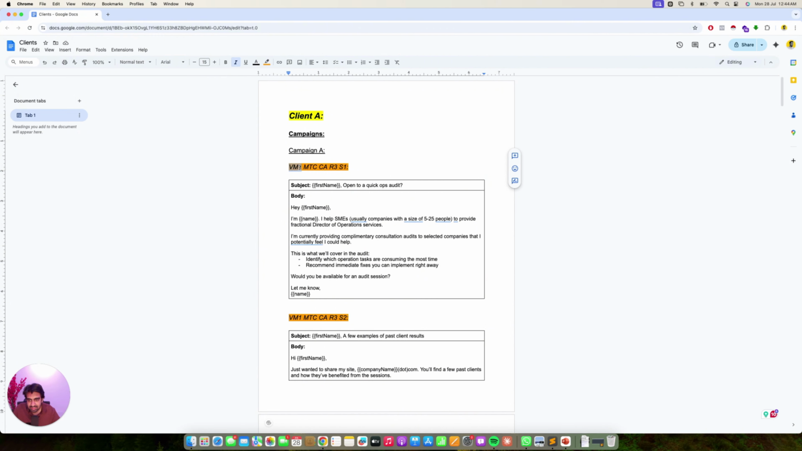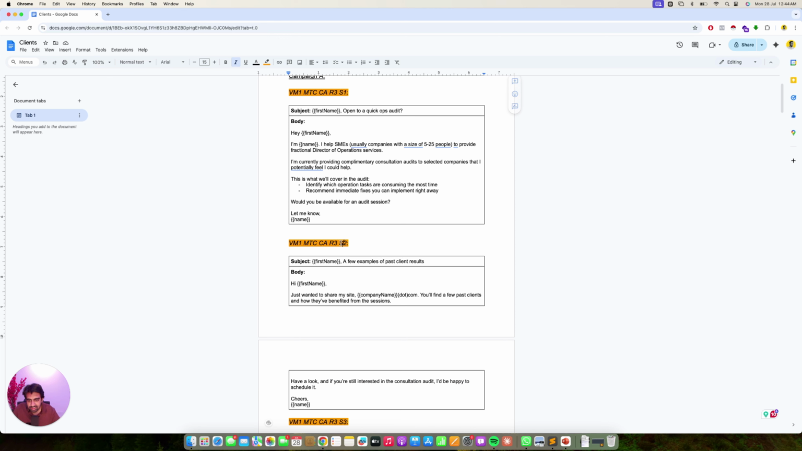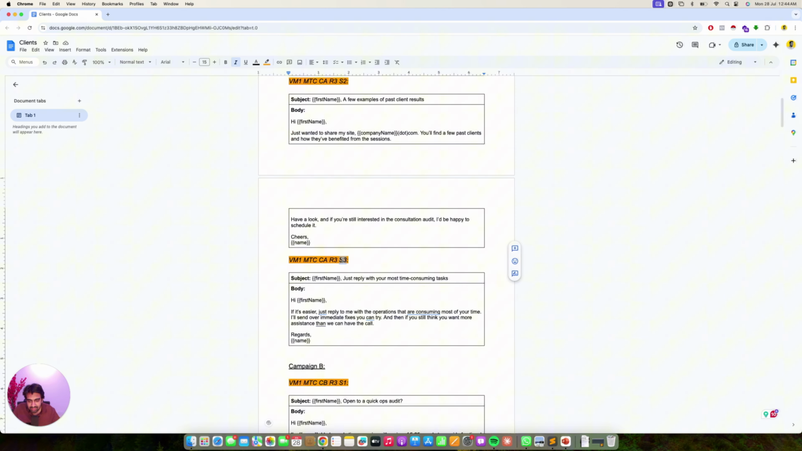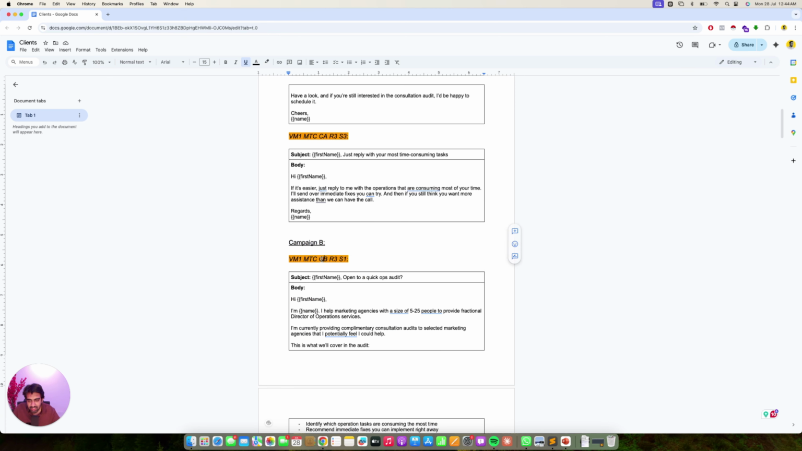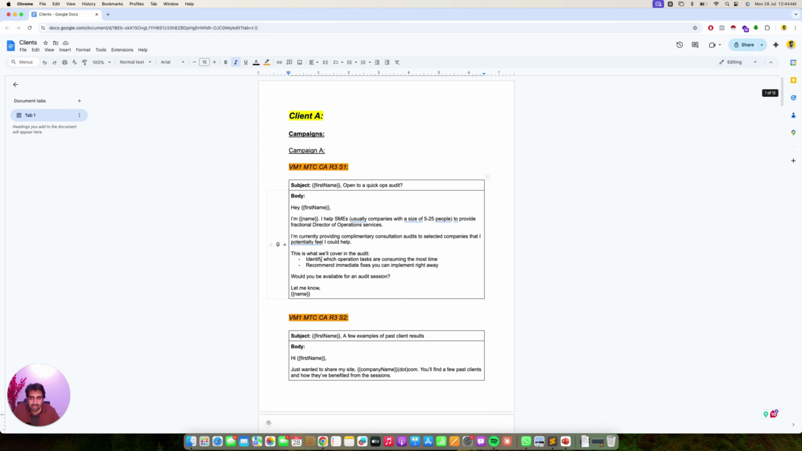For instance, this is my first batch. VM is my client's company name. MTC, micro batch testing campaign. This is campaign A. I've already gone multiple rounds for this client, and this is sequence 1. So sequence 2, sequence 3, and then campaign B, you can see this as campaign B.